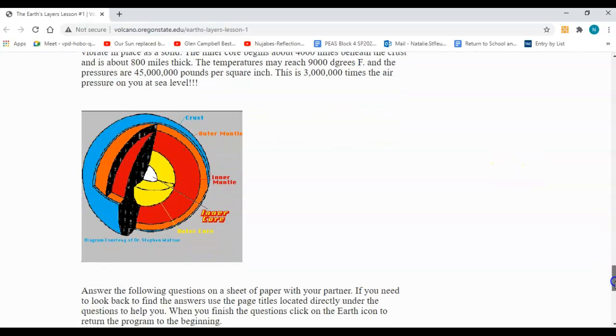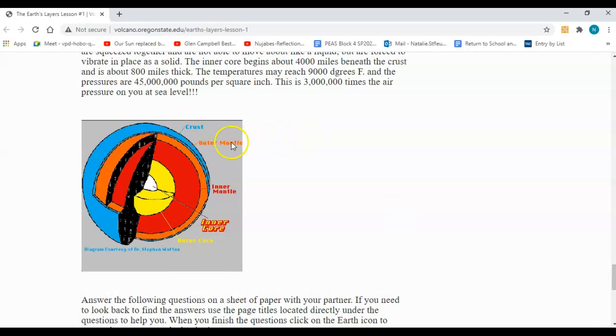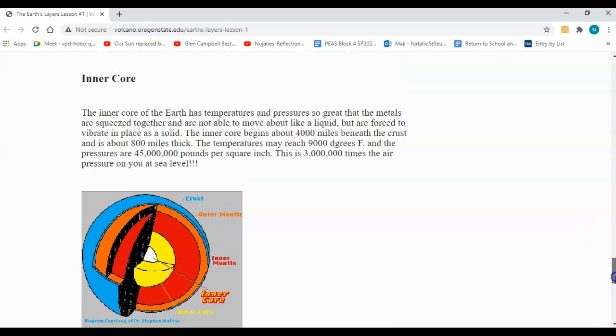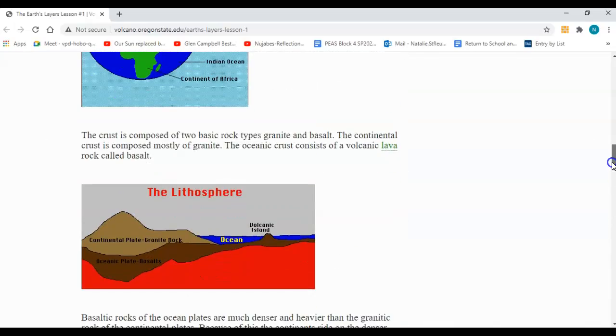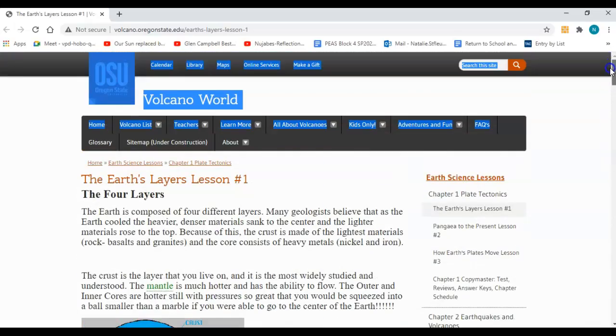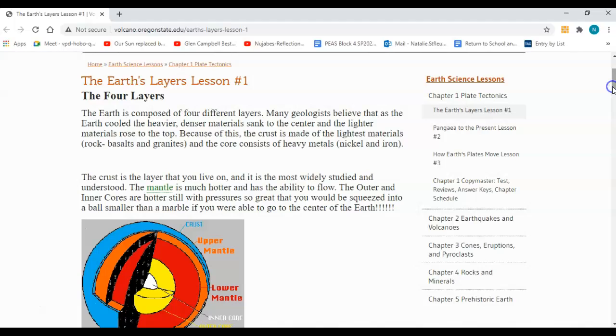So here we have the diagram of the inner core. You need to take a moment to see that. What do you notice? What does it make you think or wonder? Okay, so this is the reading, and what you're going to do now is answer the post-reading questions.